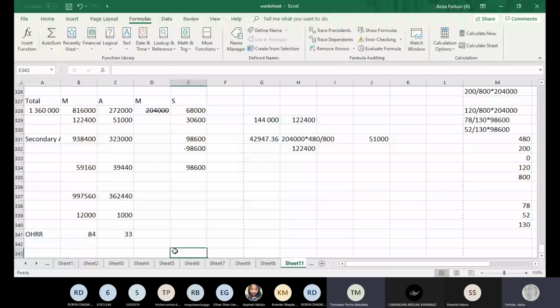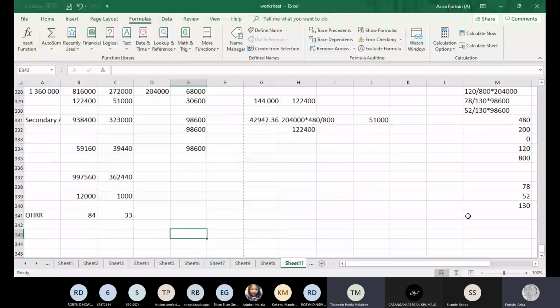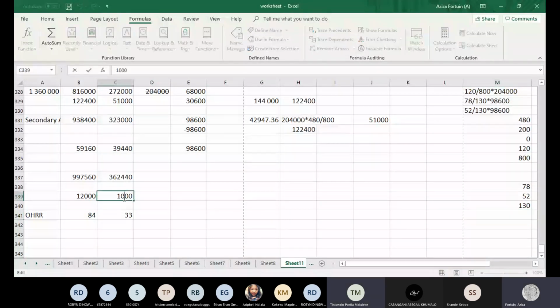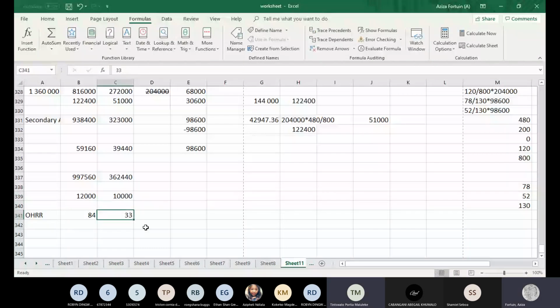It's 36. What is 36? 362,440 divided by 10,000, sorry. Yeah, it should be 36 something. How much is it? 36.24 Rand. Okay, so let's leave it at 36. So this is how you do it.